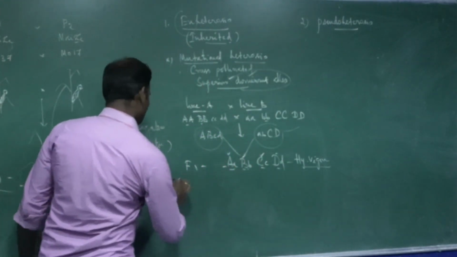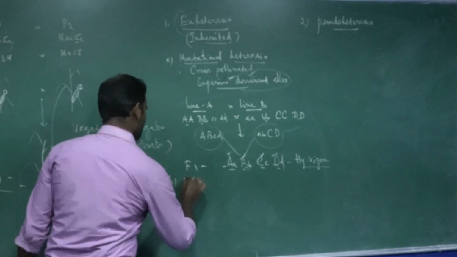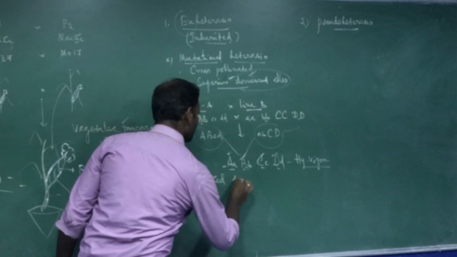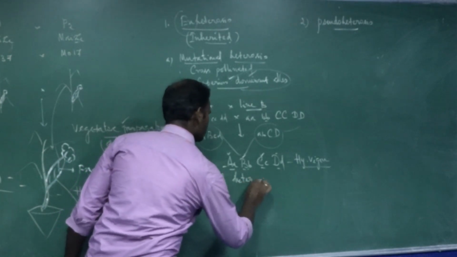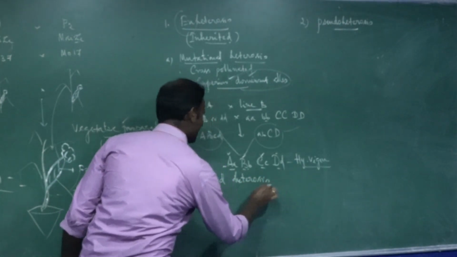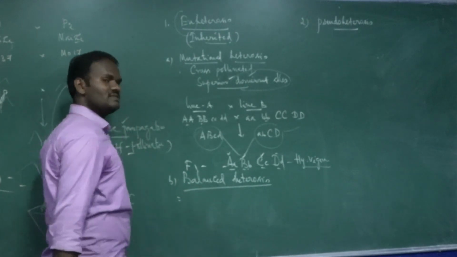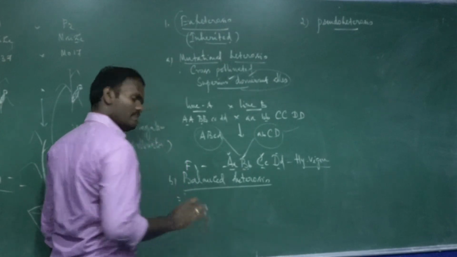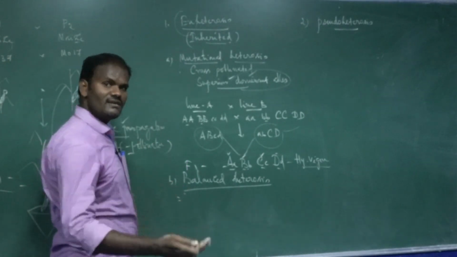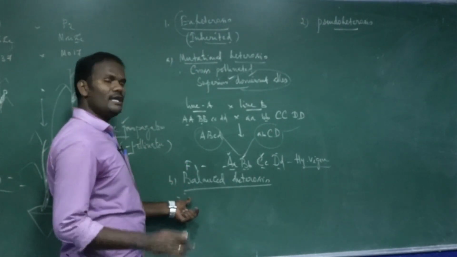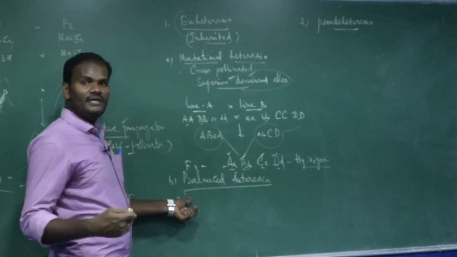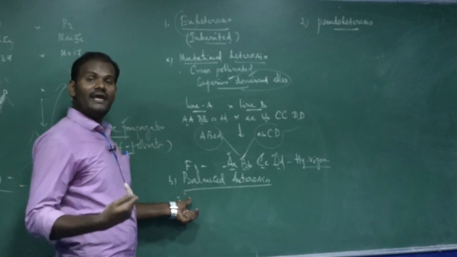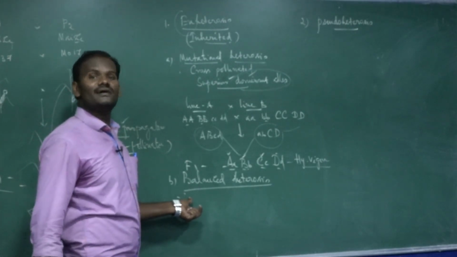Then another one is balanced heterosis. What do you mean by balanced heterosis? Due to the presence of well-balanced gene combinations, they play an important role in adaptability. They are more adaptable to natural and normal conditions. They also play an important role in agriculture.